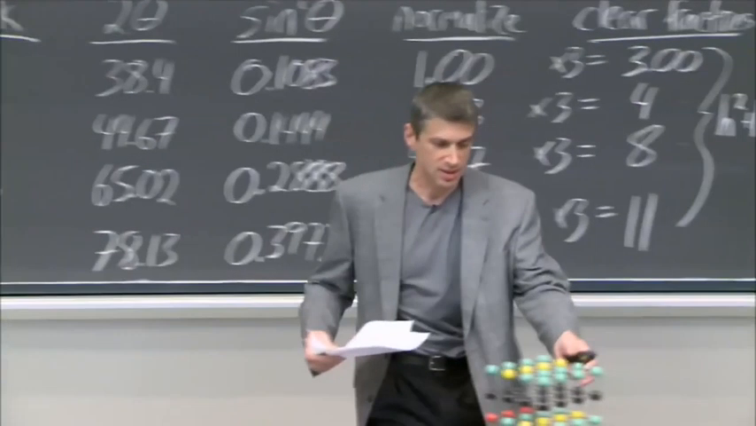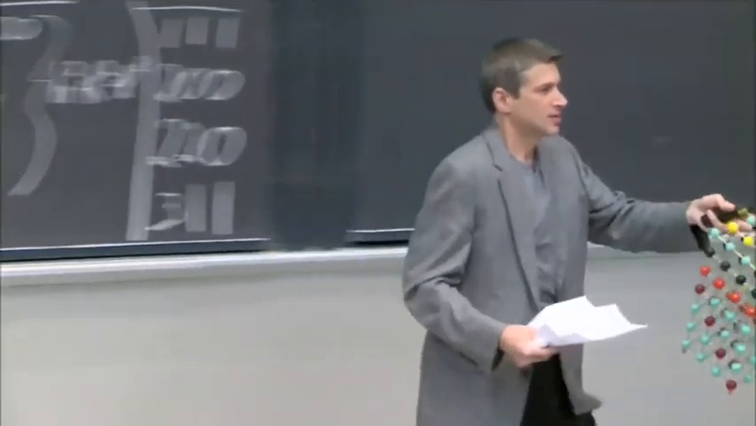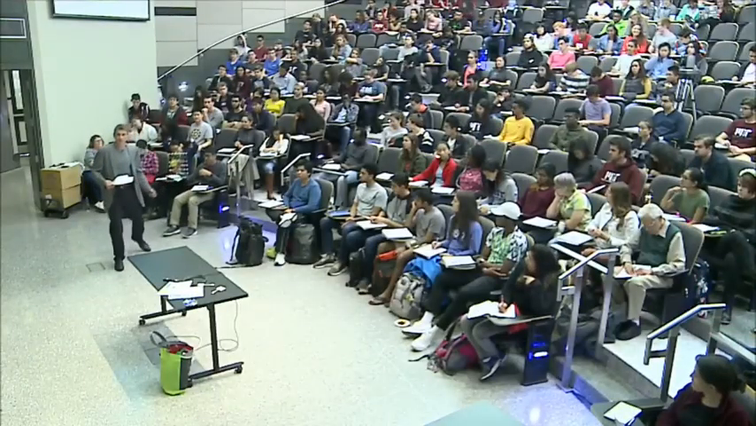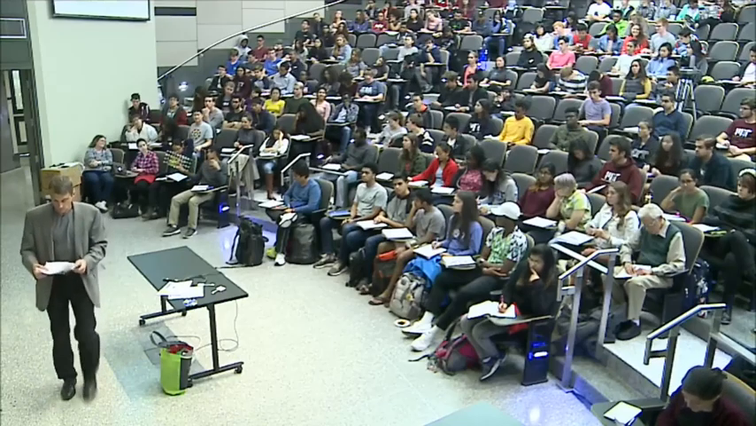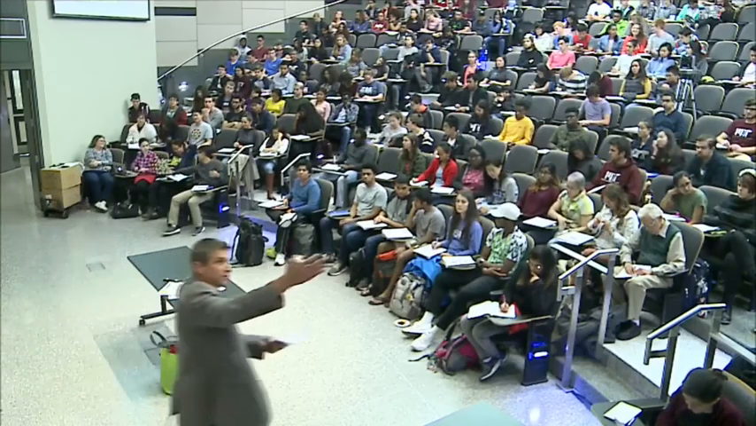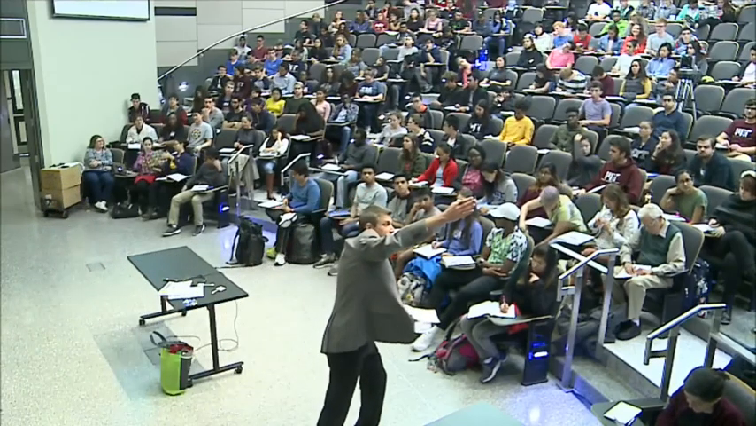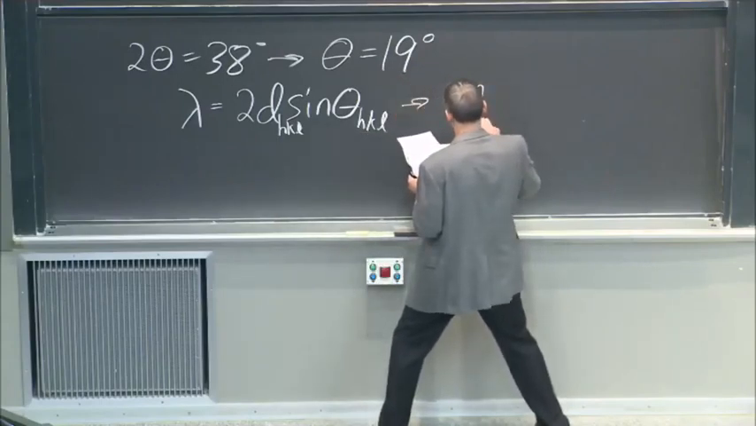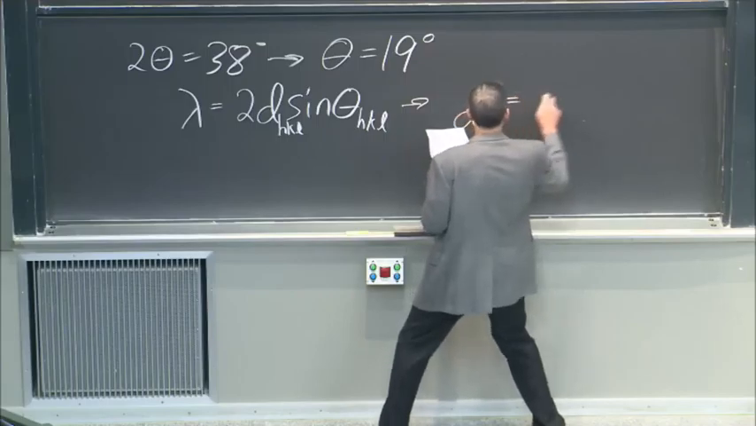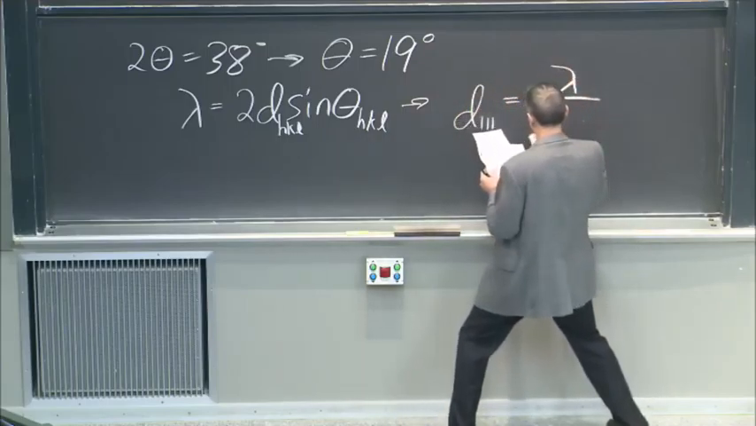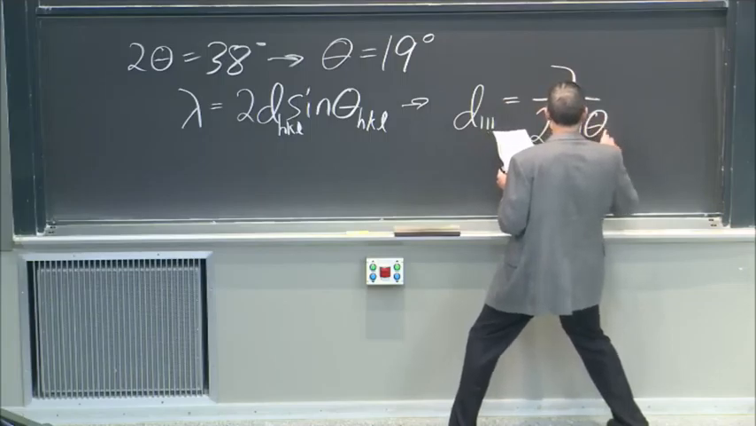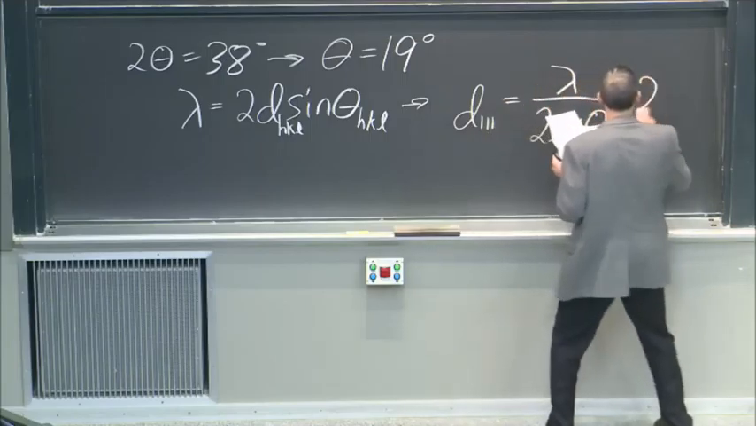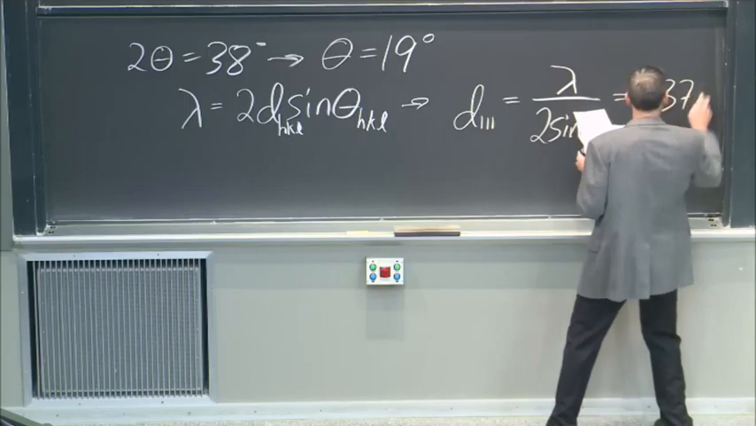Let's pass this around so you guys can look at these planes. They're beautiful things. Now, that means that if I look at the first peak, I've labeled them here. In the last one I didn't, and you had to find those. Here I'm giving you the planes. So if I do that, then d111 equals lambda over 2 sine theta 111, which equals 2.37 angstroms.